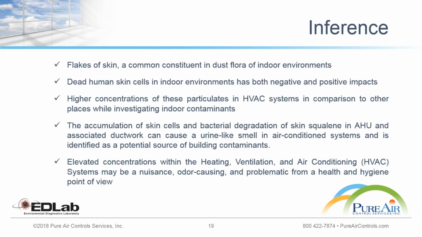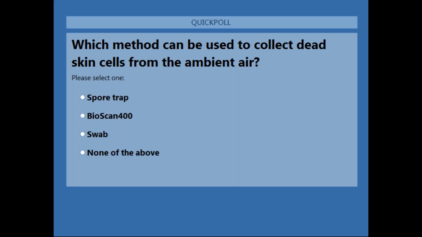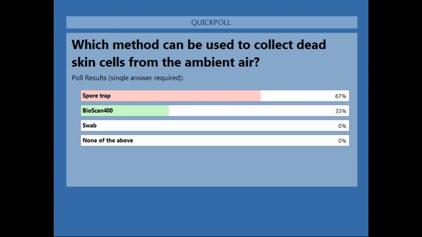Actually, before we continue, we're going to go ahead and launch the next question. Which method can be used to collect dead skin cells from the ambient air? Spore trap, Bioscan 400, swab, or none of the above? We'll go ahead and give everyone another 10 seconds. And I'll go ahead and close it. And it looks like 67% got it correct. It was the spore trap method that is used to identify skin cells from the air.